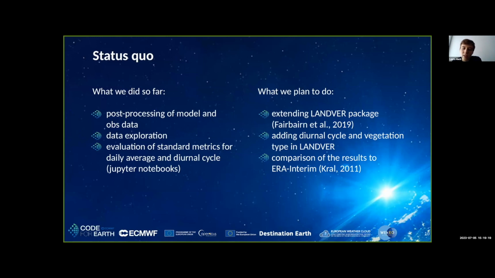And scientifically, it's interesting to compare the results to the study here of Kral 2011, where they did a similar thing for ERA interim. And there it would be interesting to see how or if the models improve compared to this slightly older model. Yeah, so that's all. Thanks.